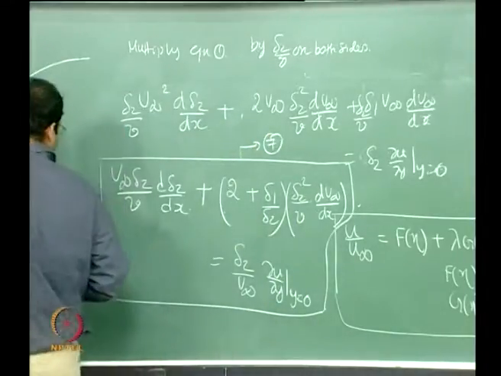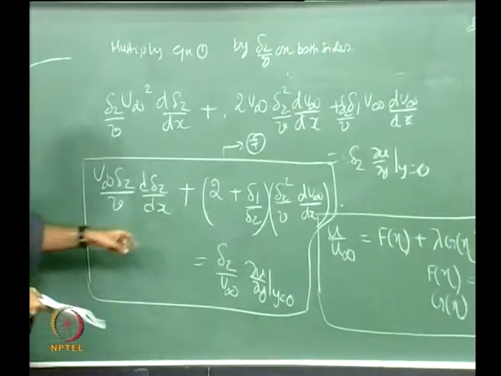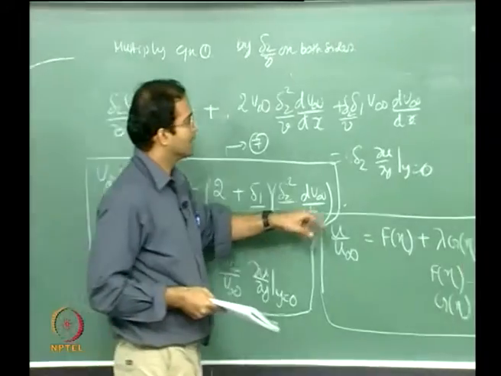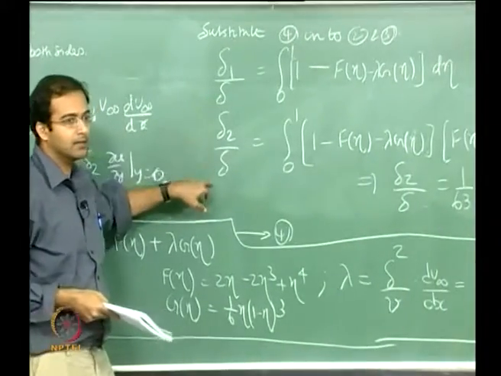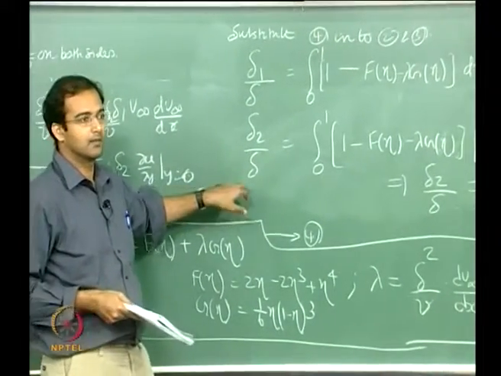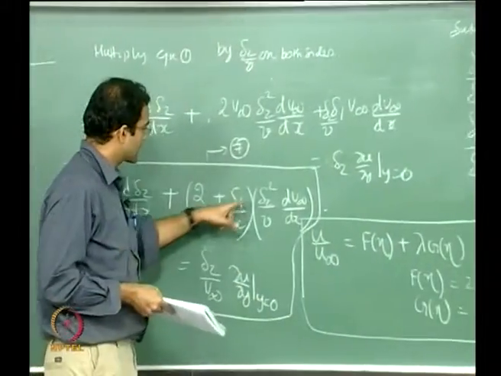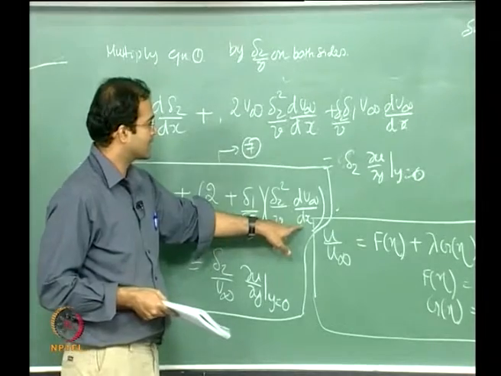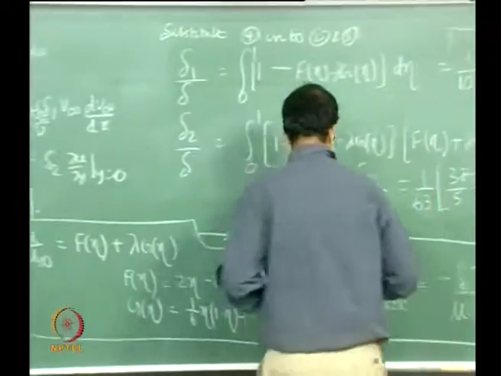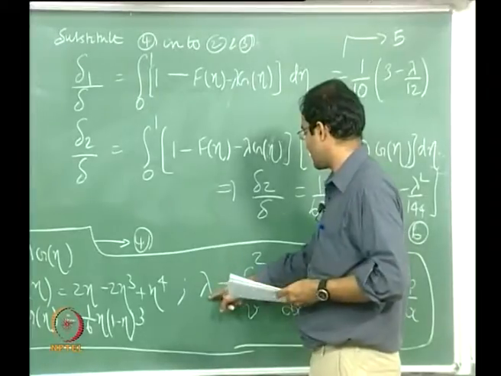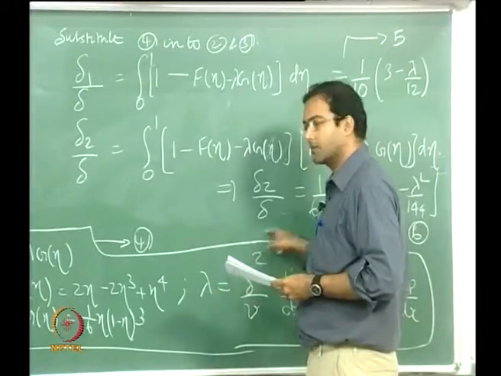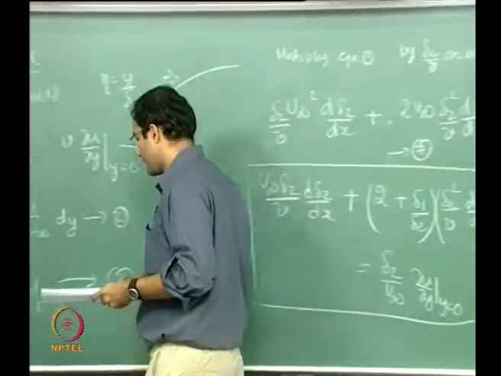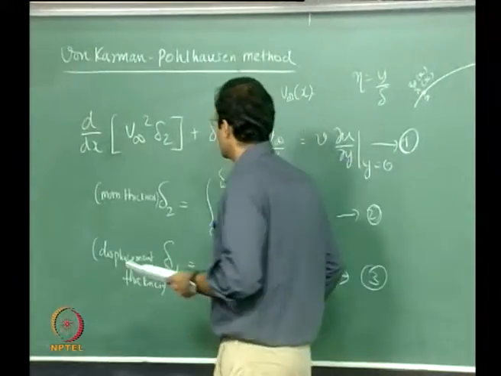Okay, now the reason why we are rewriting this is that these are now in terms of delta 1 by delta 2. Okay, and delta 1 by delta 2 will eliminate basically delta. Even terms like delta 2 square into du infinity by dx can be written in terms of lambda and this particular expression. So all of them will finally not involve an expression for delta. Okay.